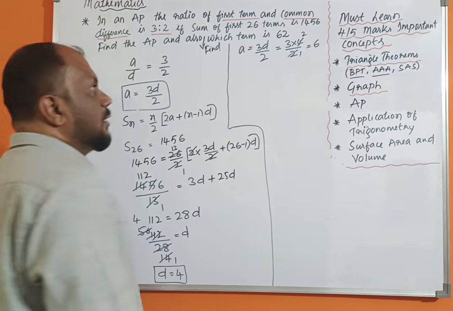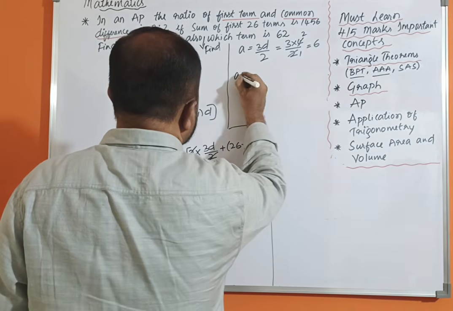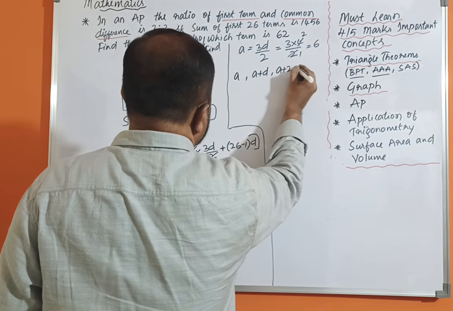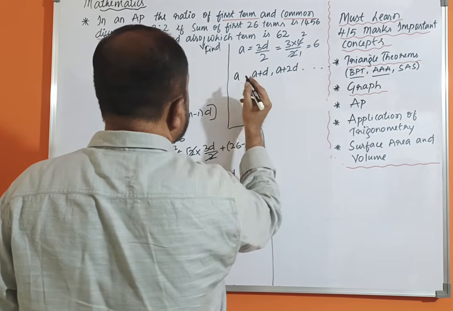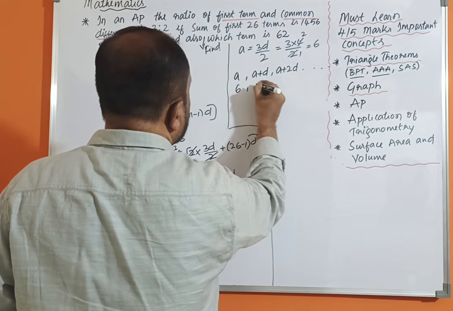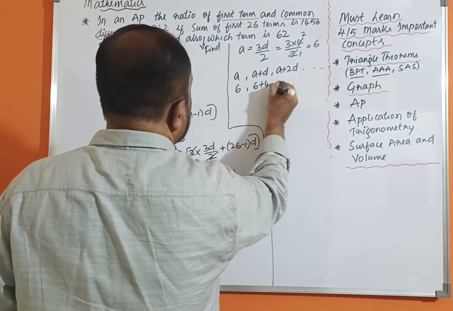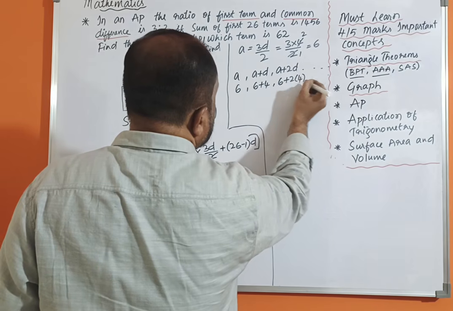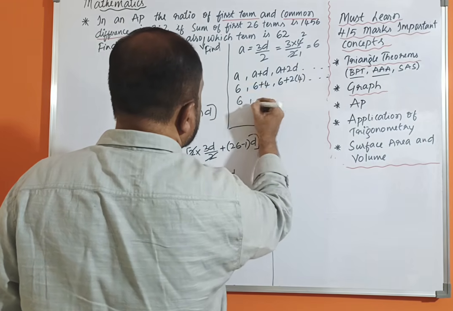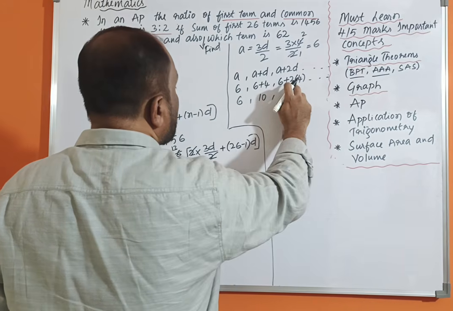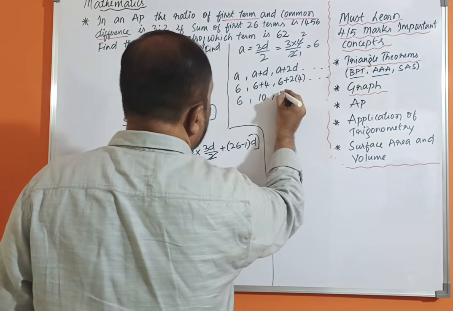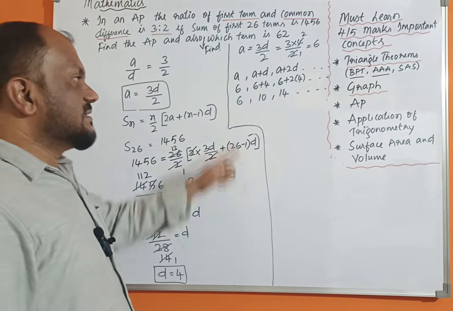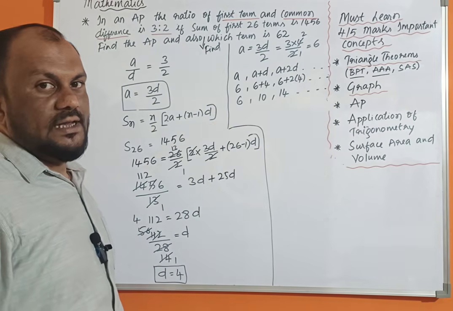They are asking you to find the AP. I will write at least 3 terms: A, A plus D, A plus 2D. A is 6. 6 plus 4 is 10. 6 plus 2 into 4, 4 2s are 8, 8 plus 6 is 14. So we got the AP 6, 10 and 14.